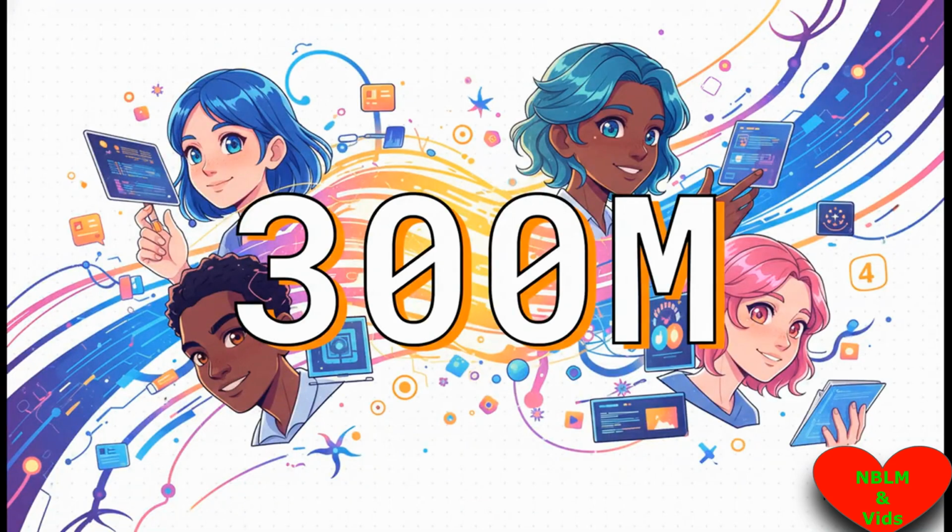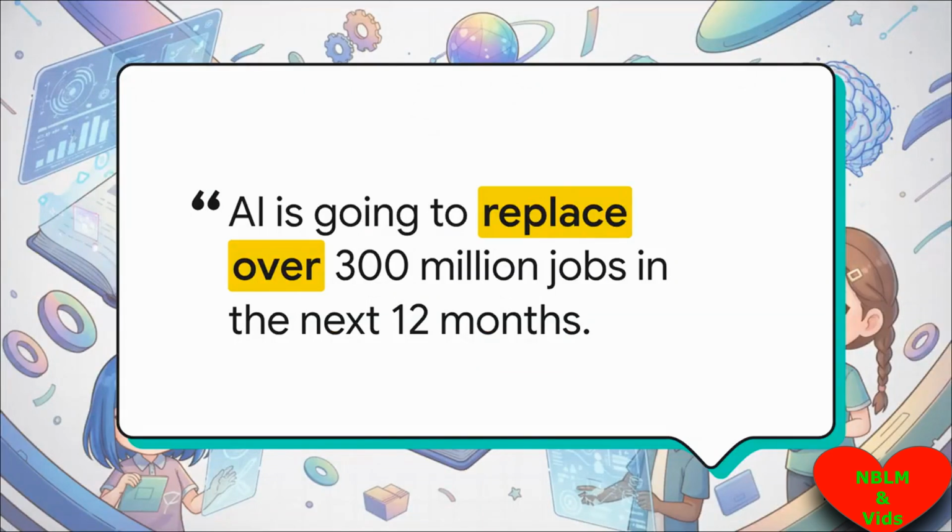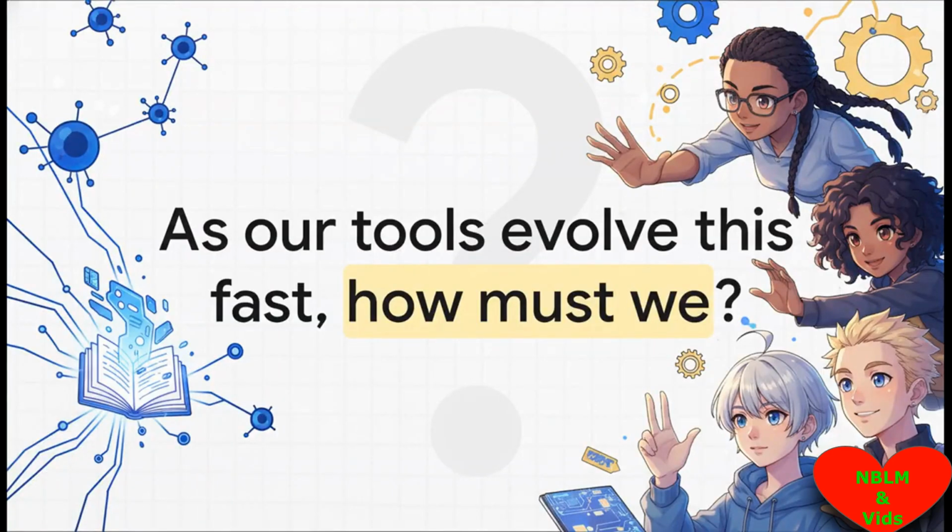Think about this number for a second. 300 million. What is that? That's the number of jobs that a recent Goldman Sachs report predicts AI is going to impact in just the next 12 months. And when you see a tool like this evolve so fast, it went from a simple note taker to something that can research and literally code a website in one update, that number, it starts to feel very, very real. And that leaves us with one last really important question.